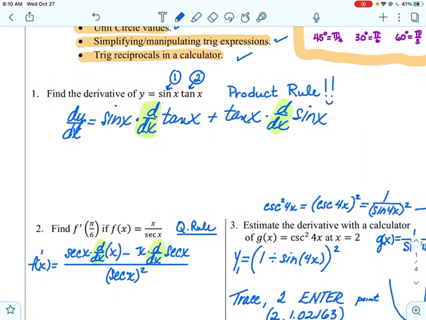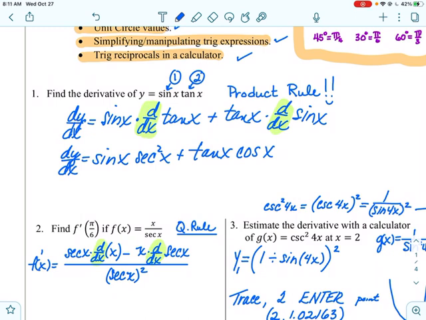So dy/dx is then equal to sine x times the derivative of tan, which is secant squared x, plus tan x times the derivative of sine x, which is cosine x. Now, if we can simplify anything, we do. So we're going to look at the relationships here.